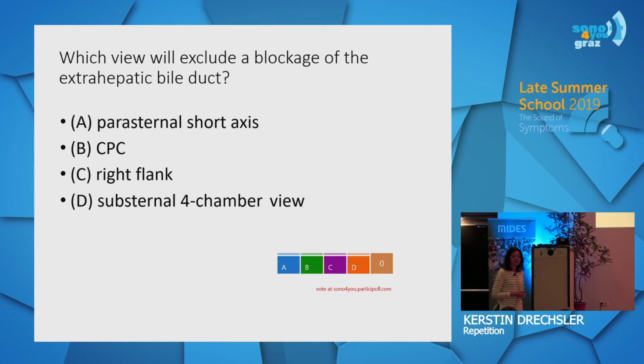As we're having a cholecystitis at the moment, we want to exclude an extrahepatic bile duct dilatation as well. And which view can be of use? Is it parasternal short axis? Is it the CPC, the right flank, or substernal four-chamber view? Who is for A? B? C? And D? Okay, that's perfect. Everybody knows the answer. It's B.